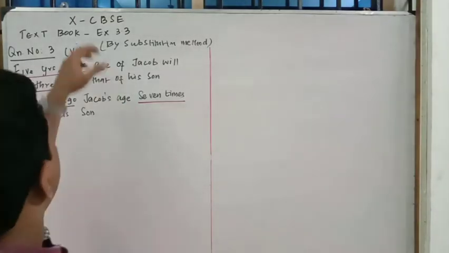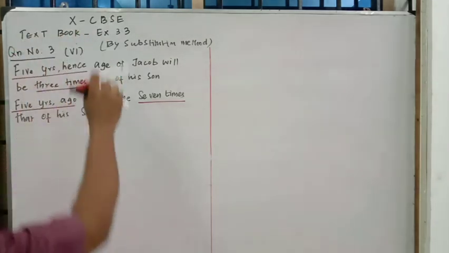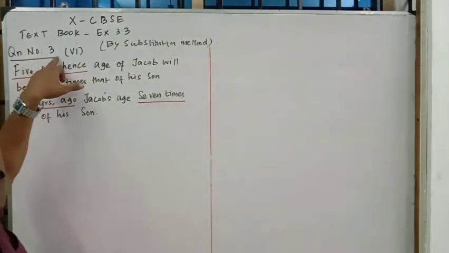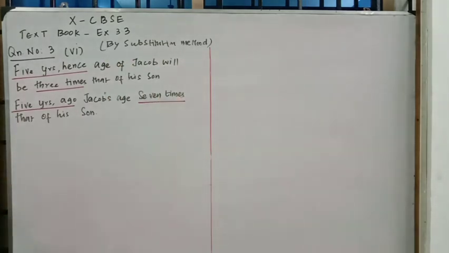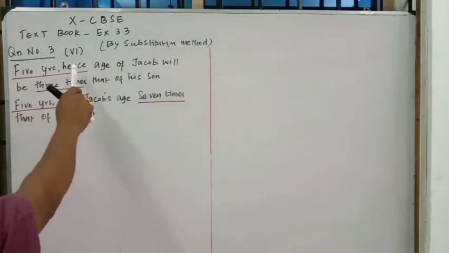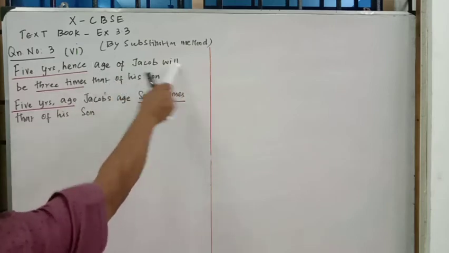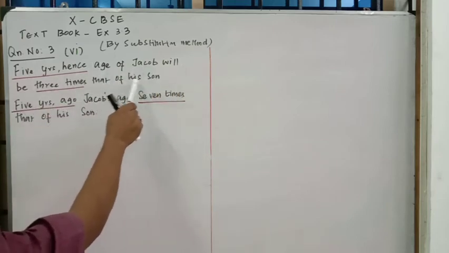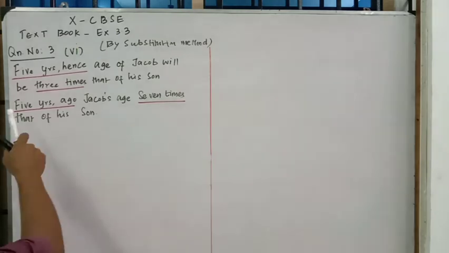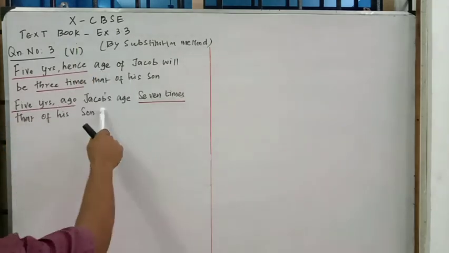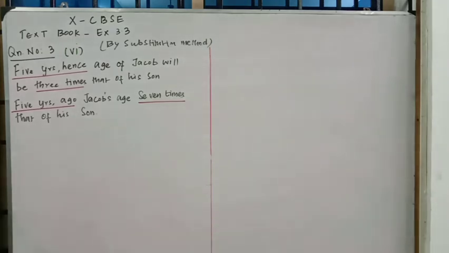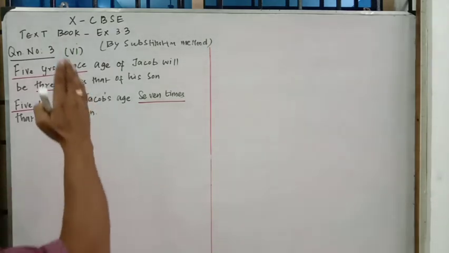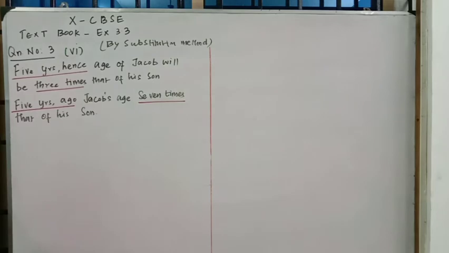Hello students, in 10th standard CBSE textbook exercise 3.3 question number 3 sixth subdivision, solve by substitution method. What is the question? 5 years hence, the age of Jacob will be 3 times that of his son. Another condition: 5 years ago, Jacob's age was 7 times that of his son. Okay, this is discussing Jacob and his son. What is the first condition?